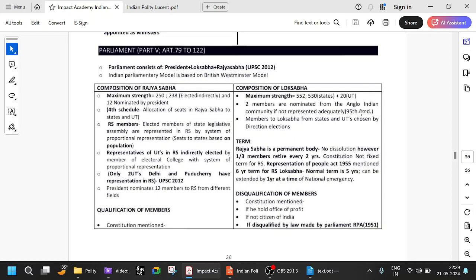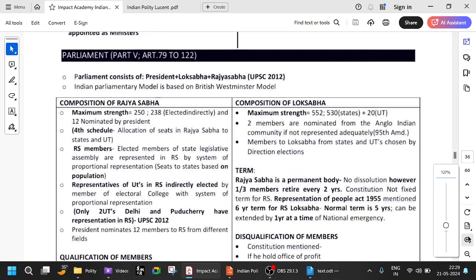So when it comes to Rajya Sabha, maximum strength is 250. Here it is 552, here it is 250: 238 elected indirectly from states, and 12 are nominated by the President. Remember all these things. Fourth Schedule deals with the allocation of seats in Rajya Sabha to states and UTs. Elected members of the state legislative assembly are represented in the Rajya Sabha by the system of proportional representation.